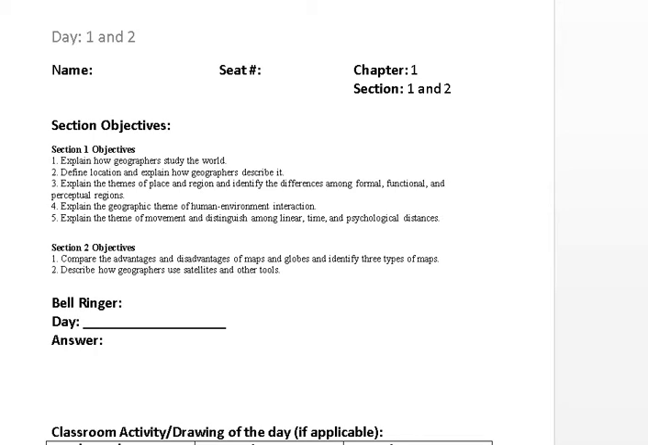Today's lecture will be over Chapter 1, Section 1. Objectives. Number 1, explain how geographers study the world. Number 2, define location and explain how geographers describe it. Number 3, explain the themes of place and region and identify the differences among formal, functional, and perceptual regions.